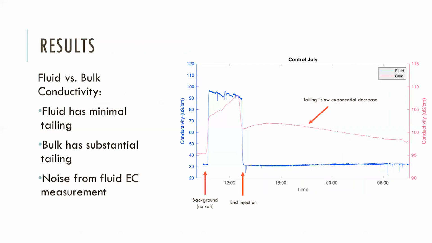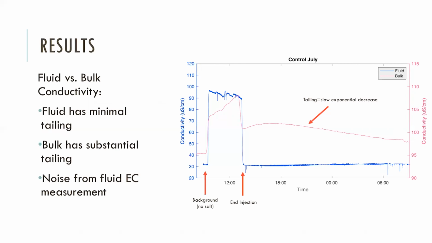conductivity that measures that heterogeneous subsurface. And the bulk resistivity is showing us something completely different. At the end of the injection, it does not go straight back to background. Some salt is still being detected by the electrodes, and it's slowly leaching out of the subsurface, and this can be seen by that shallow decreasing slope.